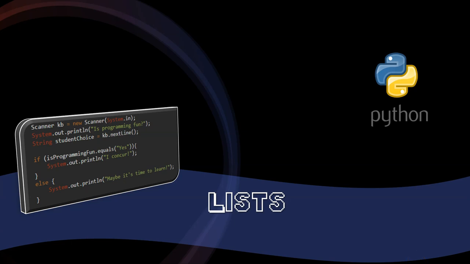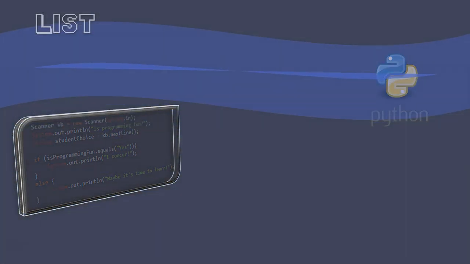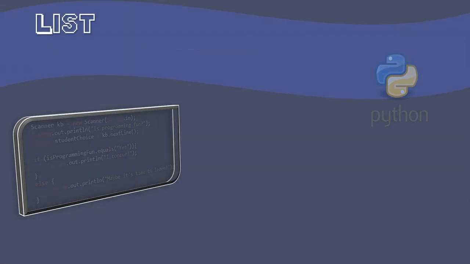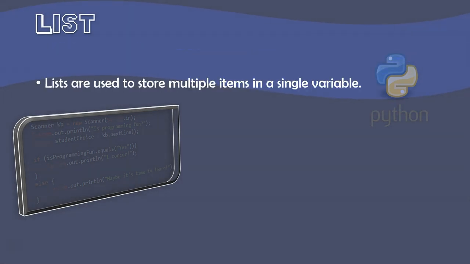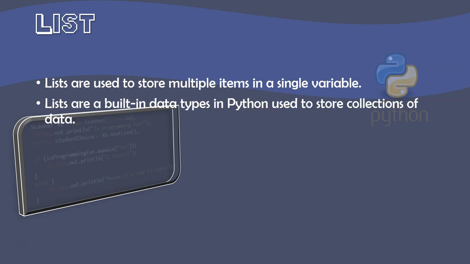And welcome back. As we continue looking at how to use Python, let's introduce another thing we can use, which is lists. So what is a list in Python's context? Well, lists are used to store multiple items in a single variable. Lists are a built-in data type in Python that's used to store collections of data.